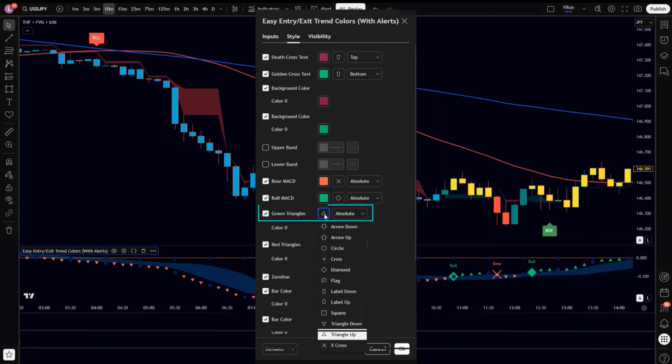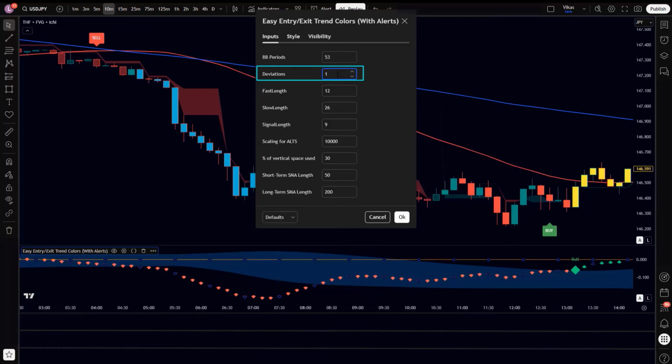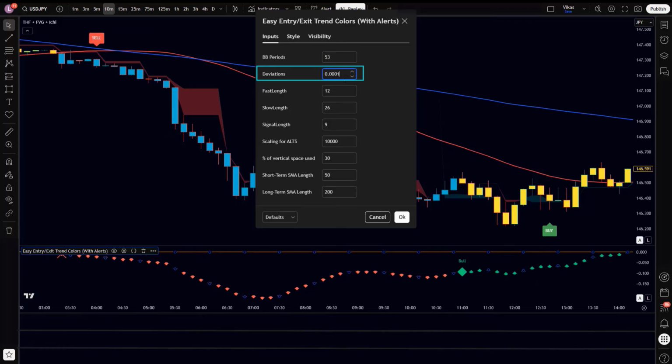We have to change this green triangles option from triangle up to arrow up. Change this red triangles option from triangle down to arrow down. Change this BB periods option from 10 to 53. Change this deviations option from 1 to 0.0001. Change this slow length option from 26 to 28. Change this signal length option from 9 to 5. Now our setup is ready.